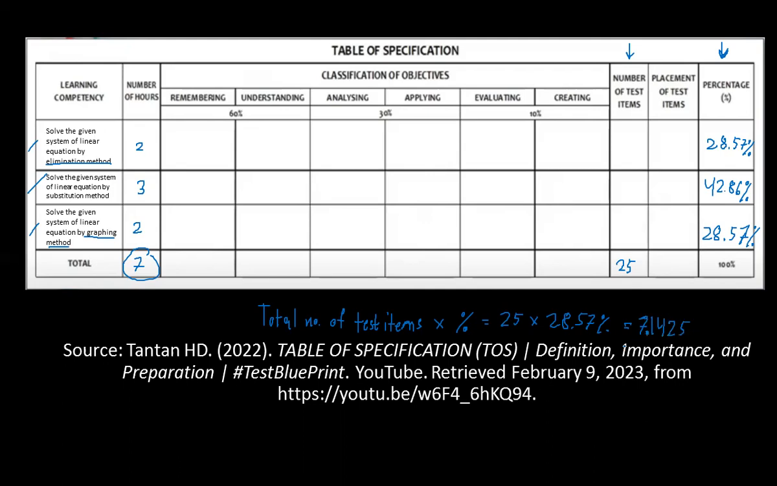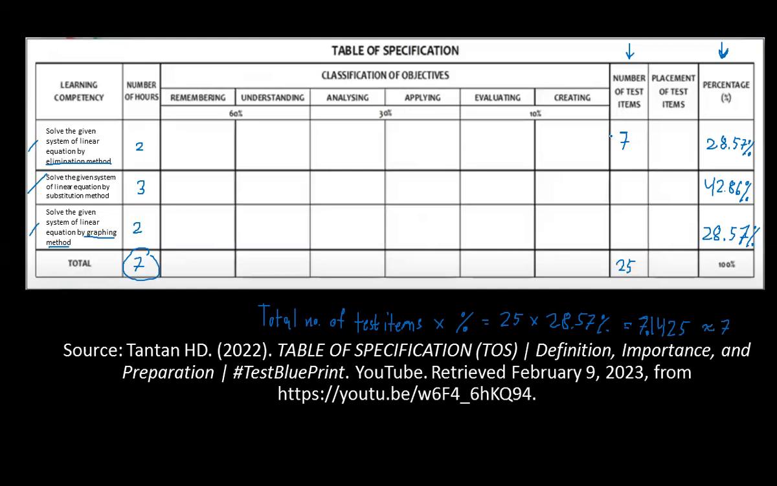Okay, 7.1425. So, since we're talking about number of test items, ibig sabihin nun, dapat whole number to. So, we need to round off this one. So, ang round off nito is 7. So, we can just write 7. Okay, 7. Remember guys dapat whole number to. Okay? Kasi we're talking about the number of test items. So, ilang test items meron. This is not about measurement. Rather, this is about counting the number of test items involved. So, dapat whole number siya. Okay? So, meron ka ng ganyan.